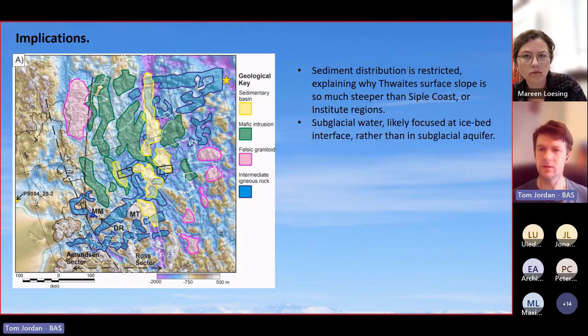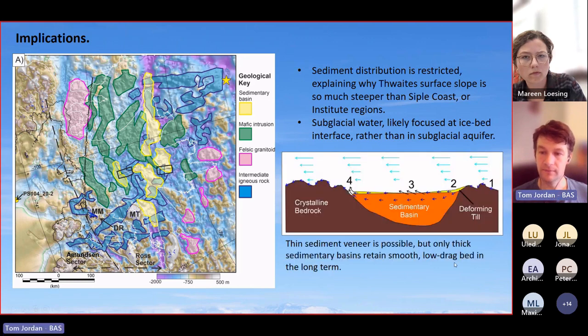And that next point is about subglacial water. If this interpretation that there aren't thick sedimentary basins present is right, that means you're not going to have big areas of groundwater flow acting as a conduit of water out to the ocean. So any subglacial water is likely focused at the ice bed interface rather than the subglacial aquifer. So that's something we're going to have to look at, of how the water flows at that ice bed interface. And yes, I think a sedimentary veneer over some of the highlands is possible, but only the thick sedimentary basin allows you to get that smooth, low drag bed in the long term.